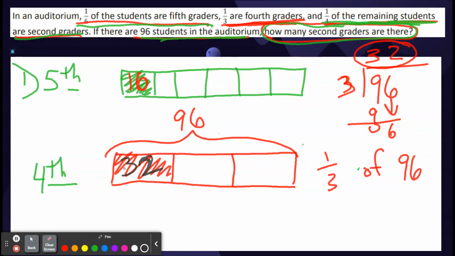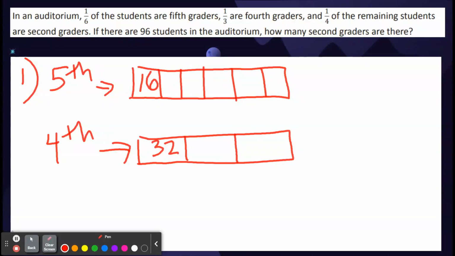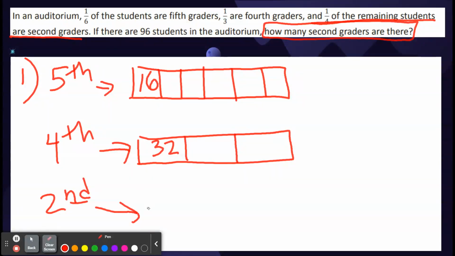Okay, so I found out how many fifth graders I have and how many fourth graders I have. Now, what is my question asking me? It is asking me how many second graders are there? Okay, sorry, I accidentally erased everything. Okay, so let's go back to our question. We want to find out how many second graders there are. Now let's look at what this information is telling us. It's telling us 1/4 of the remaining students are second graders. So we found out how many students are fifth graders and how many students are fourth graders. In order to find out how many second graders we have, we have to look at 1/4 of the remaining students.